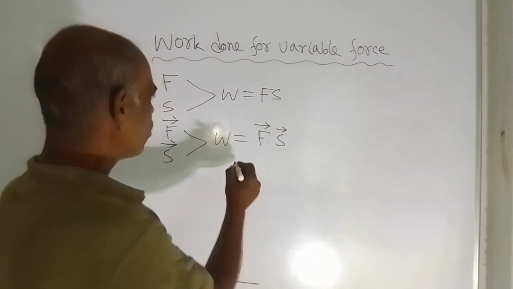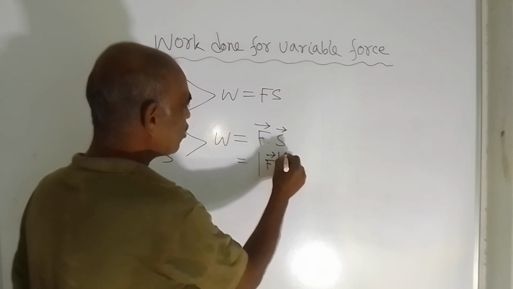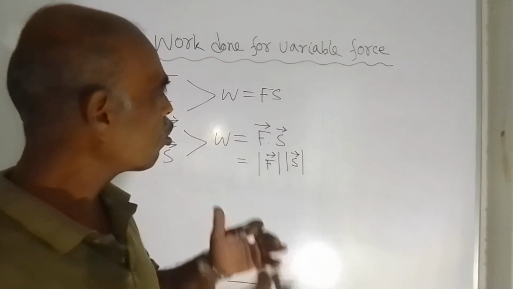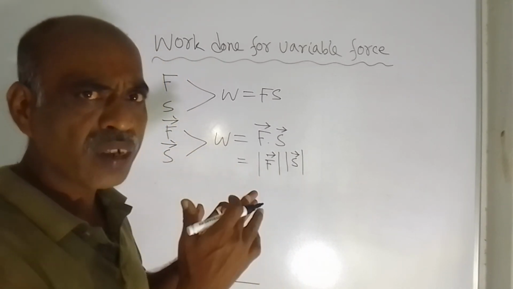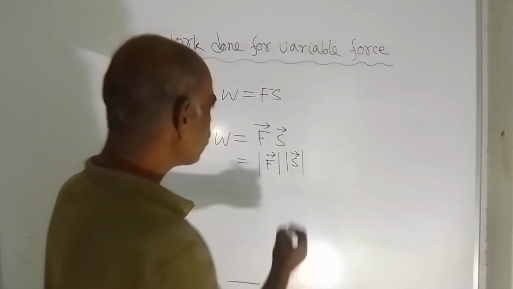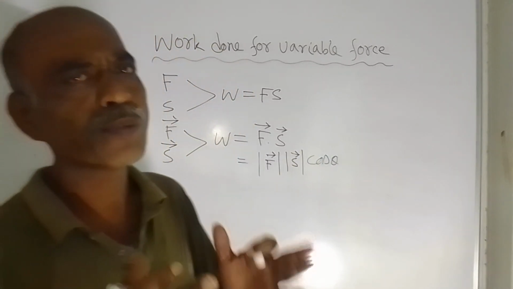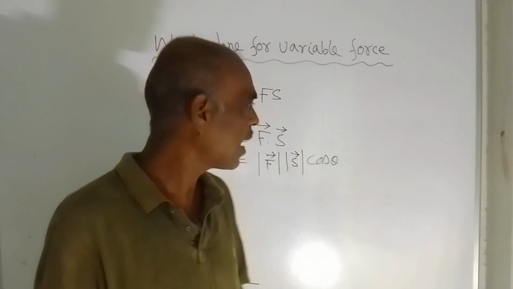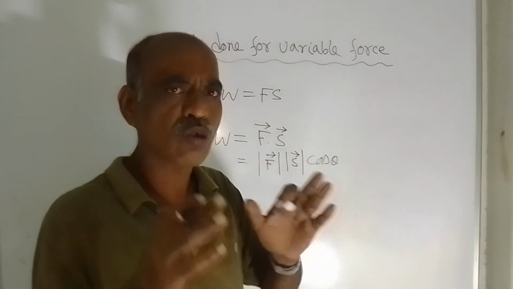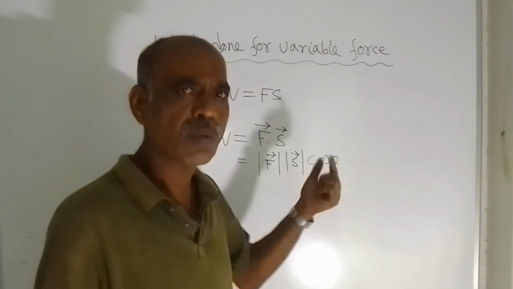And you know what the result is? The result is magnitude of F into magnitude of S multiplied by the cosine of the angle between them. Them means here force and displacement. So that is cos theta. And if force and displacement are in the same direction, then theta becomes 0. So cos 0 is equal to 1. So the result will be only magnitude of F into magnitude of S.